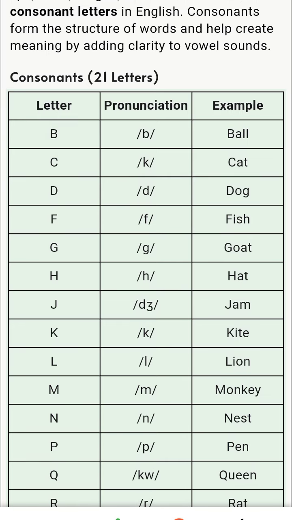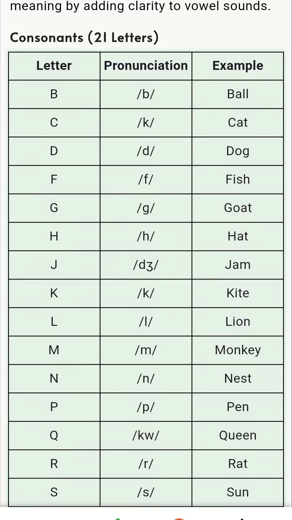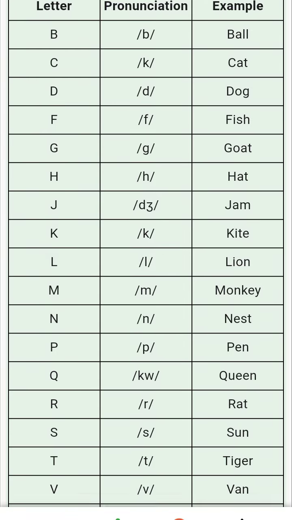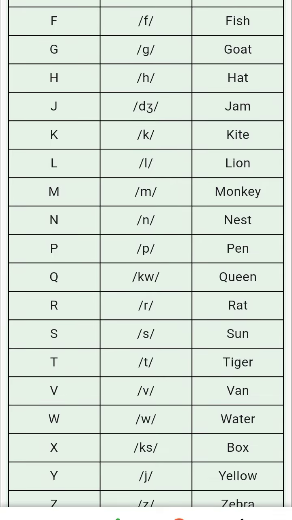21 letters. First letter is B. Okay. Example: ball. C. Example: cat. D. Example: dog. F. Fish. So you can read this example.